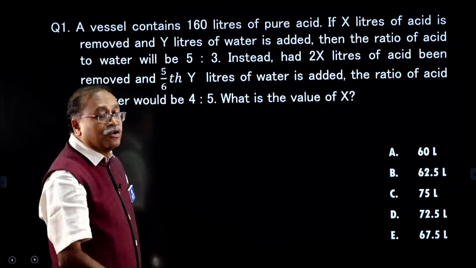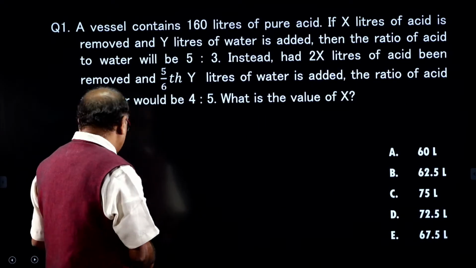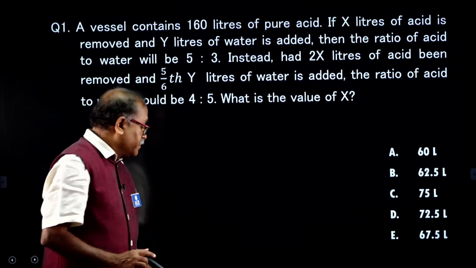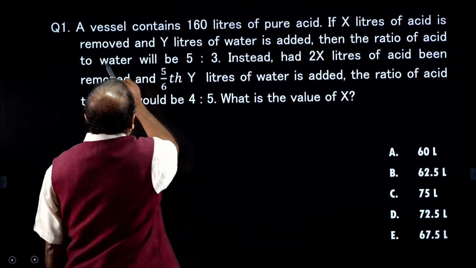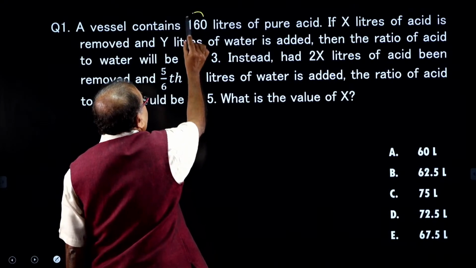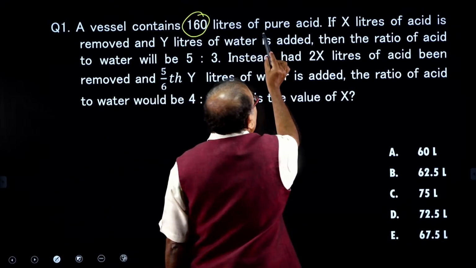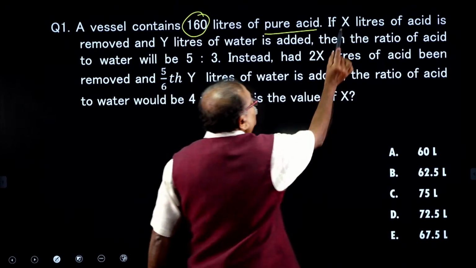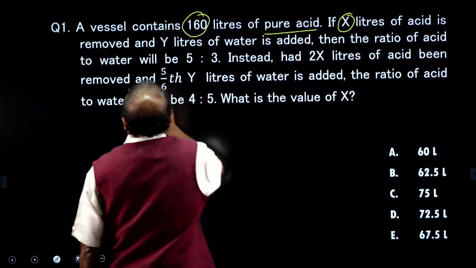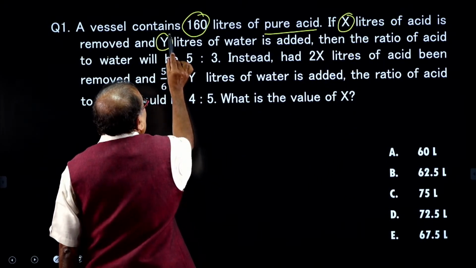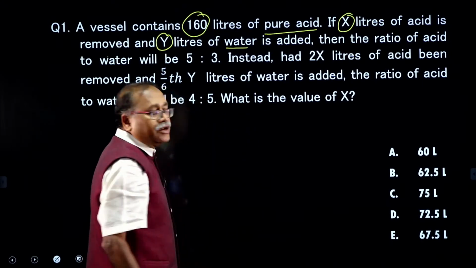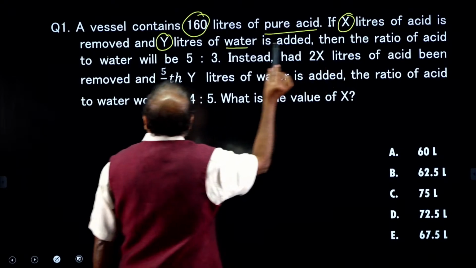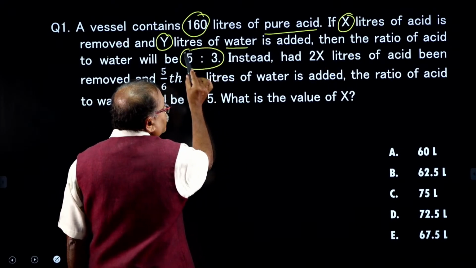Now, the next question on the board is this. Do not worry, writing is a little lengthy, but we will just pick up the facts. And what is here? A vessel contains 160 liters of pure acid. Pure acid. Now, x liter of acid is removed and y liter of water is added. It is clear? And then the ratio of the acid to water is 5:3.